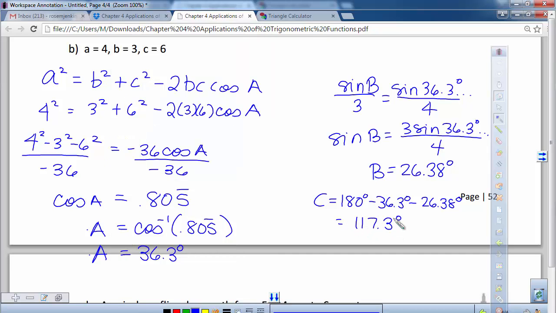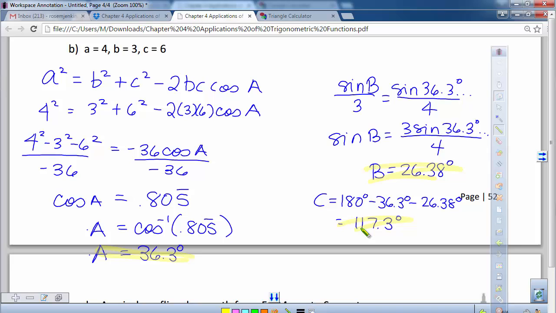Okay, I'm going to step back and make sure that that answer makes sense. My largest side is side C, and my largest angle is angle C. My smallest side is B, and my smallest angle is B. So that answer does make sense. Okay, where we have A is equal to 36.3 degrees, B is equal to 26.38, and C is equal to 117.3 degrees.